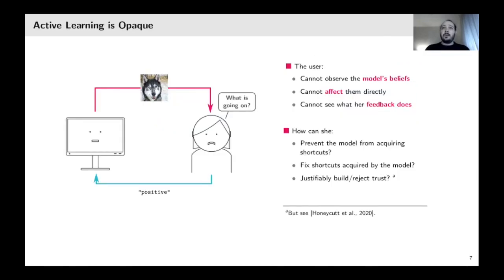We have already seen that standard interactive machine learning protocols are opaque. For instance, in active learning, the human in the loop can neither observe nor directly affect the model's beliefs. This makes it very hard to explicitly fix the shortcuts picked up by the model by providing annotations tailored to that end. This, in turn, makes it hard to determine whether the model can be trusted.